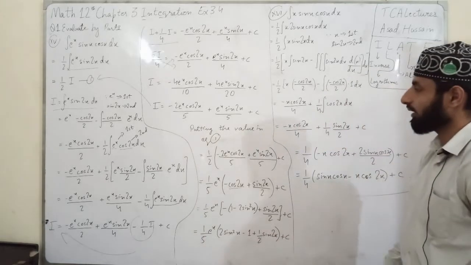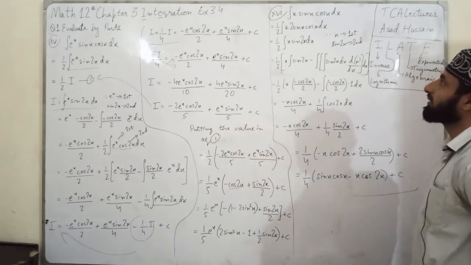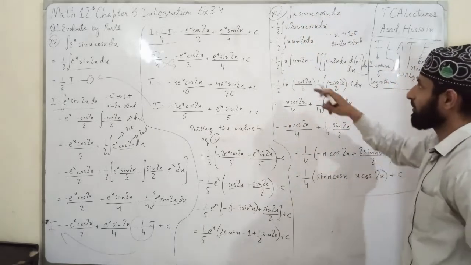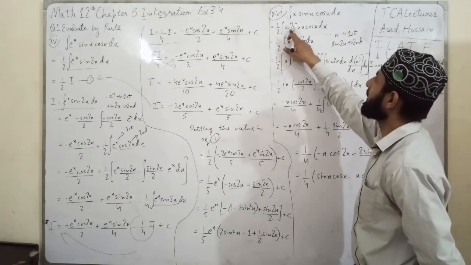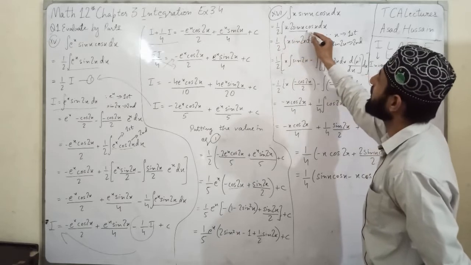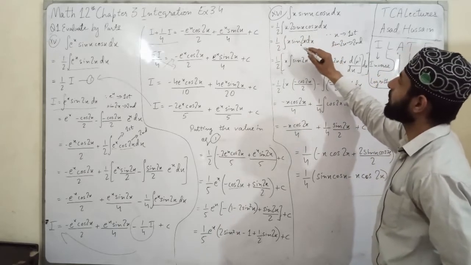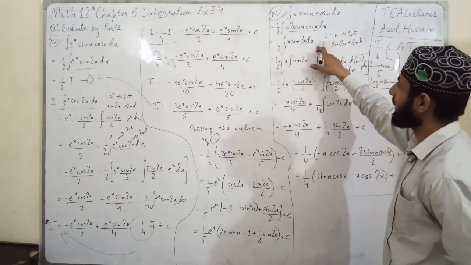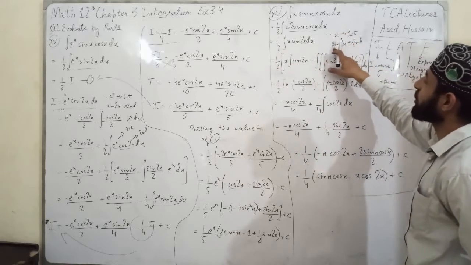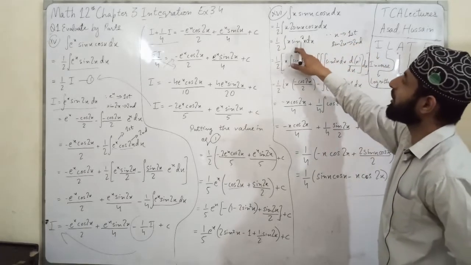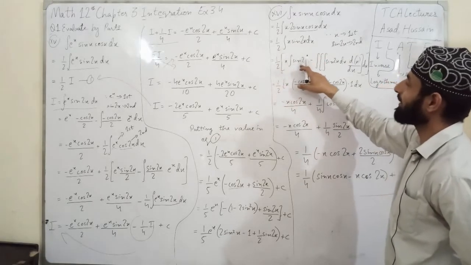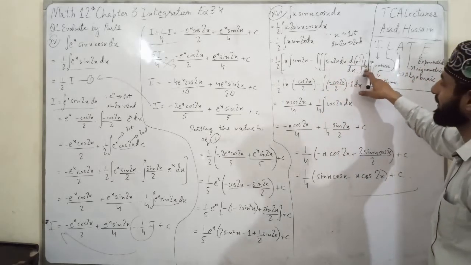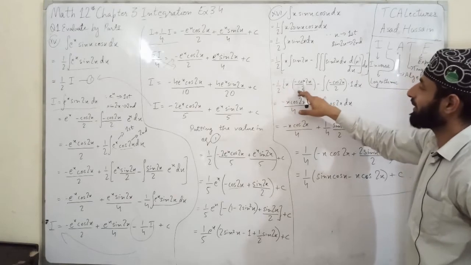Moving on to part 16, which is the integral of x sin x cos x dx. Multiplying and dividing by 2, completing this formula, which is 2 sin x cos x is equal to sin 2x. Now our question becomes 1/2 integral x sin 2x dx, taking x as first function and sin 2x as second function. Integrating by parts, we get 1/2 bracket x integral sin 2x negative integral bracket integral sin 2x dx into derivative of x dx, which is equal to 1/2 x into negative cos 2x over 2.